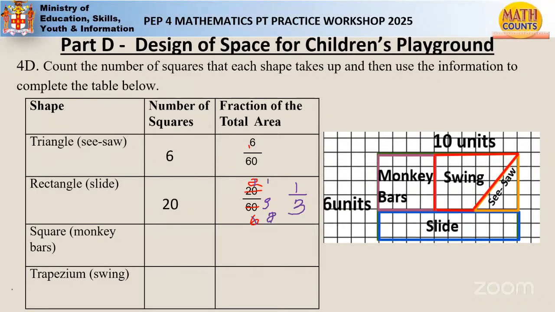60. How many squares? 16. 16 squares. All right. How can I represent that as a fraction of the total area? 16 over 60. 16 upon 60. Yes, Miss.